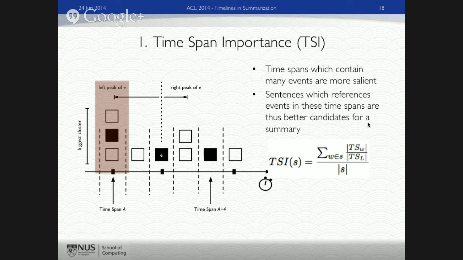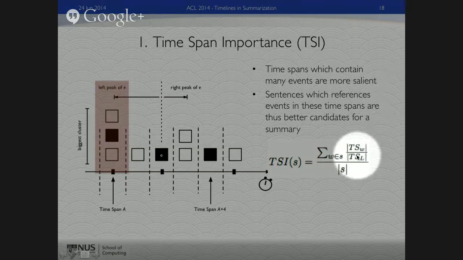Okay, so that's all that I do. I take a sentence, I look at the words in the sentence, and I say for each word in that sentence, how many events also collocate with the time span represented, and I take the average of that over all the words in the sentence, and that gives me my TSI score.